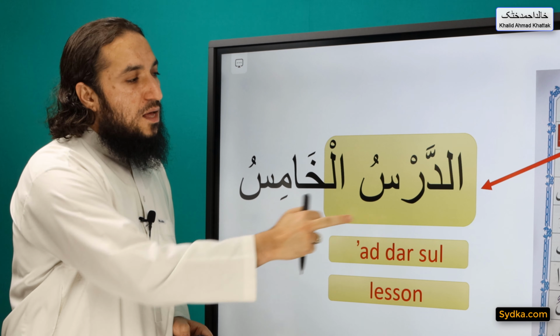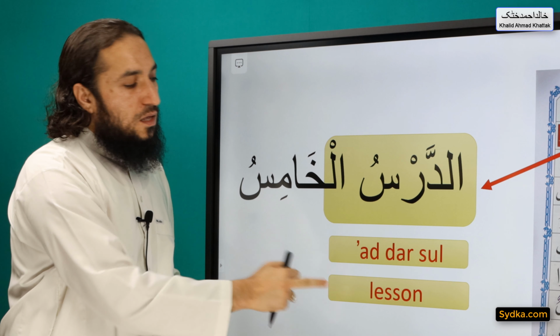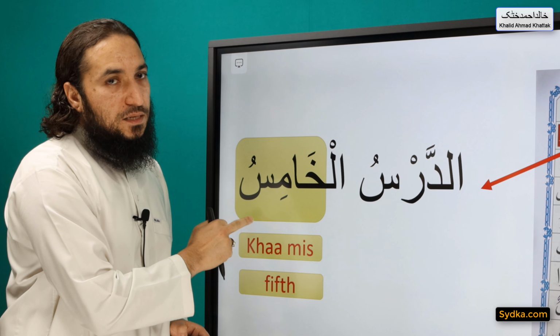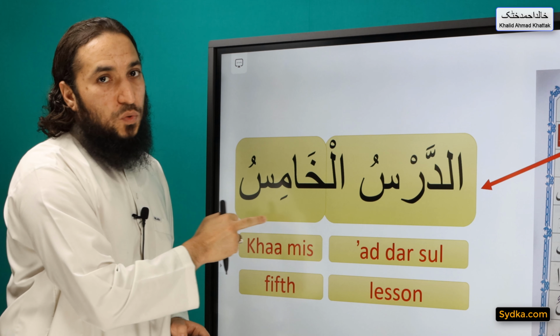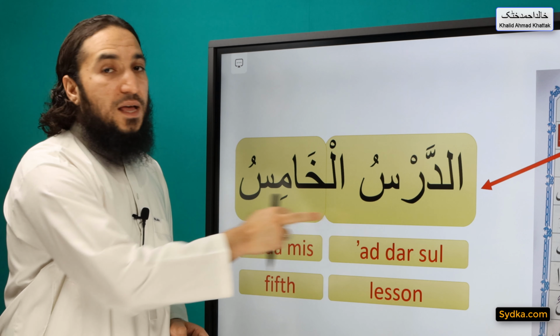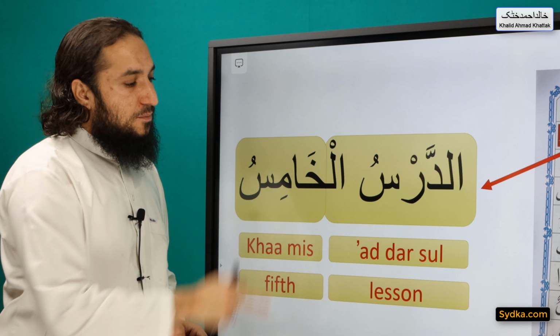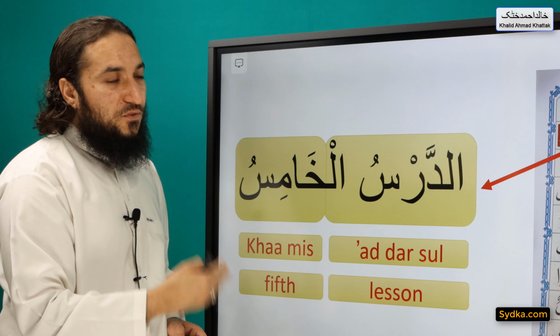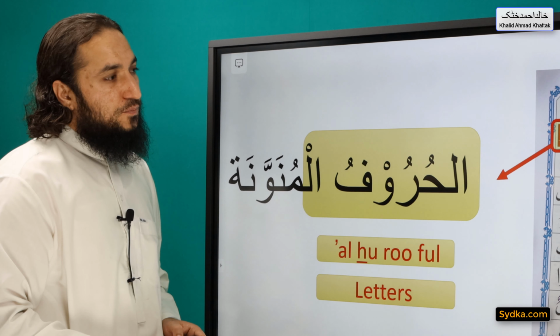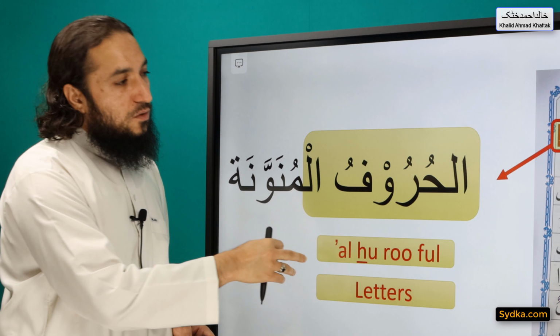الدرس الخامس. الدرس means lesson. خامس means fifth. So this is the fifth lesson of القاعدة النورانية.